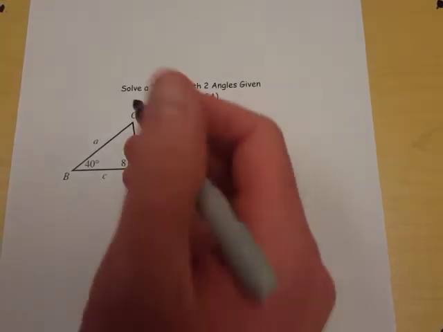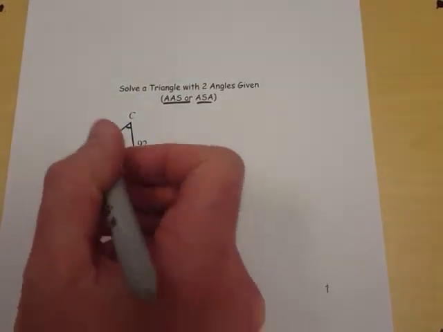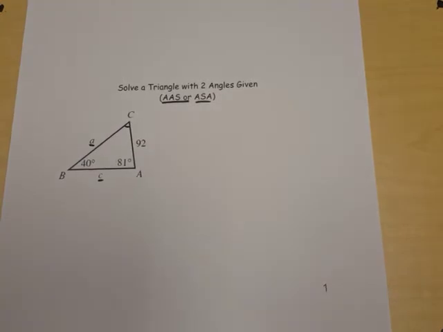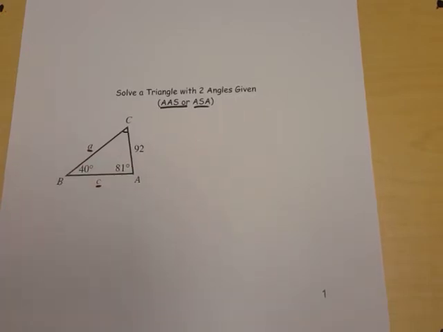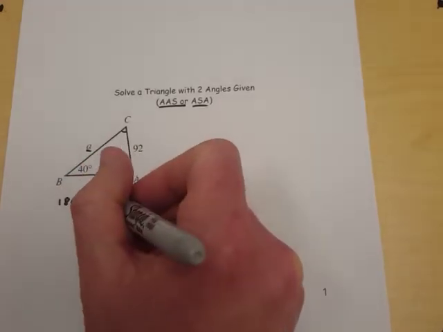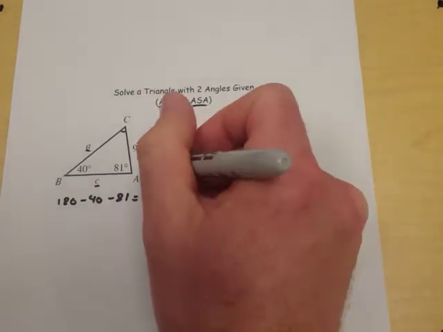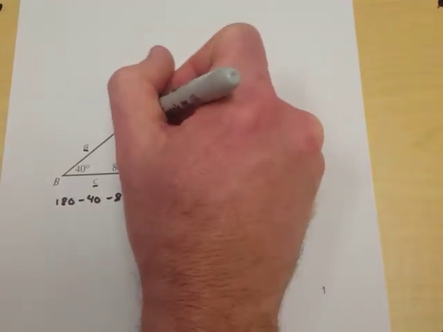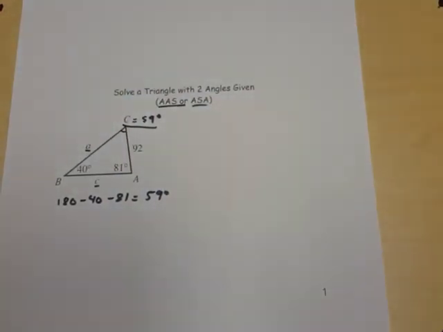We need to find all the missing pieces. It looks like we have to find angle C, and we're going to find little c and little a. I would start with big C because that's going to be the easiest one. We know that a triangle adds up to 180 degrees, so I can just subtract those two from 180. And what I find is 59 degrees for angle C. So that's what we have up here. We can now have one of our parts as 59 degrees. Okay, so one down, two to go.